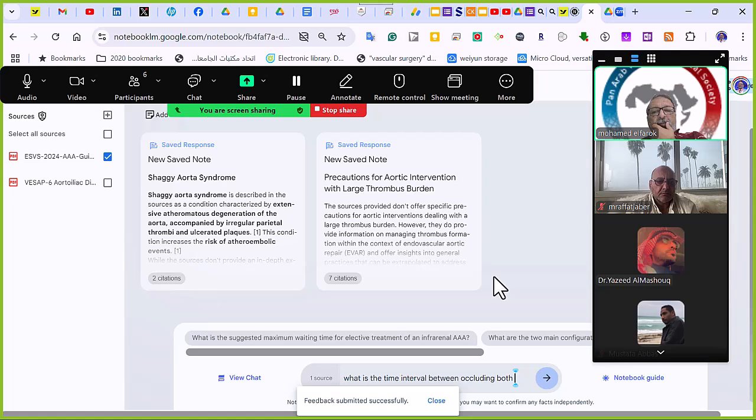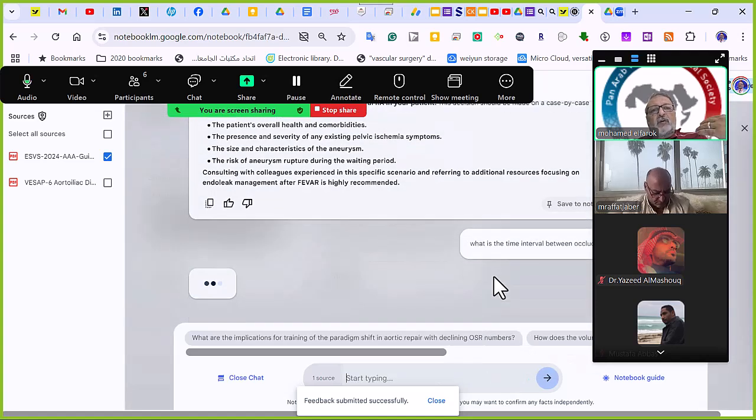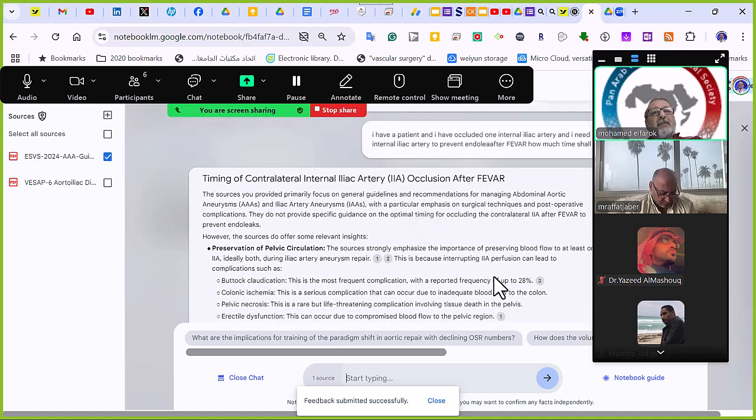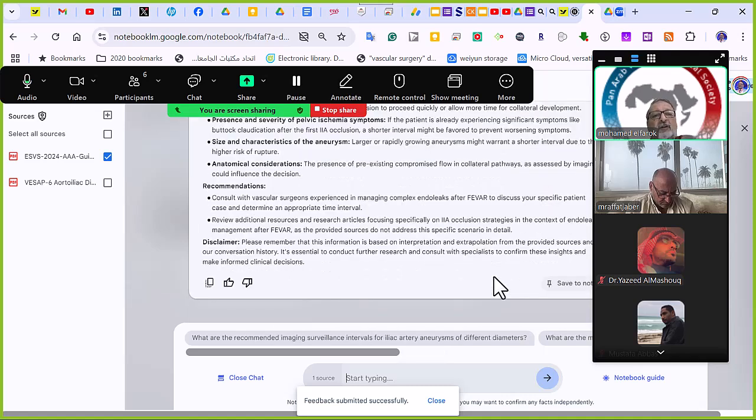And then he will go to the source, which is the last aortic guidelines. I can put to him the previous guideline, and in that case he can compare between this one and the last one, but I didn't want to complicate it for him. So let us see the question. I think he answers the question here. Timing of contralateral internal iliac artery occlusion. That's a beauty.